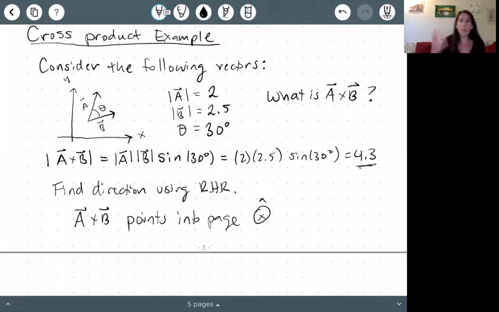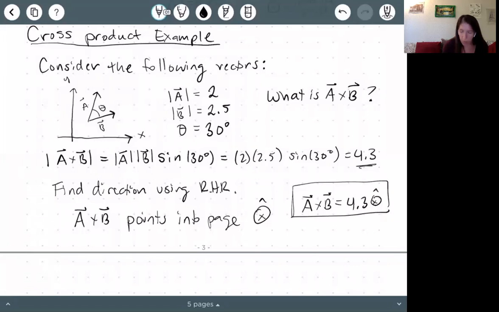Remember, the symbol should look like an arrow flying away from you. So it's into the page instead of out of the page. If we wanted to summarize this information in a nice presentable form, we could write A cross B equals 4.3 into the page. That would be a really nice way of summarizing all of this information. Or if you like, that also happens to be the negative z direction. So this is equal to negative 4.3 z hat with the coordinates as I've drawn them.